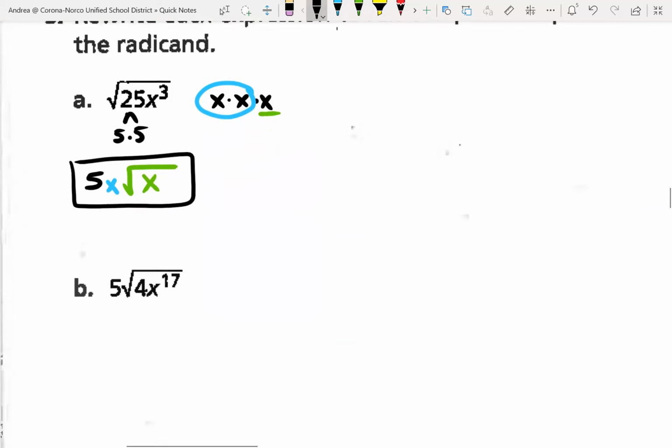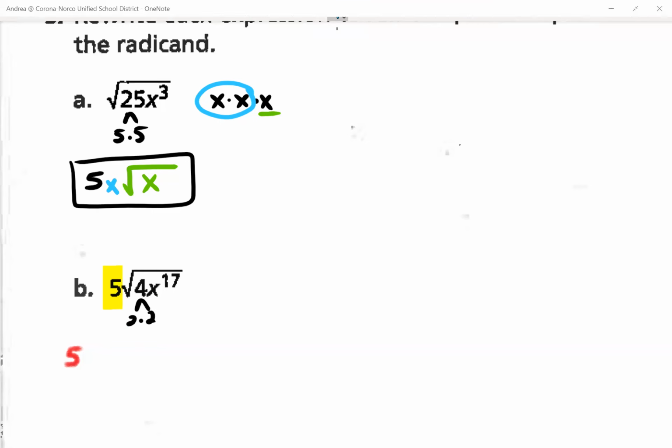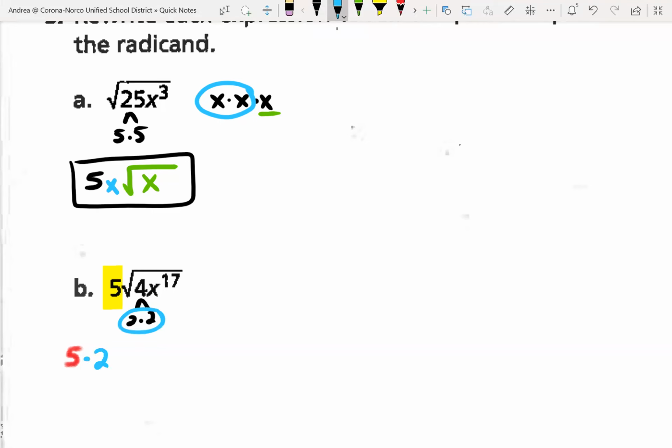Okay, B. Again, this 5 is on the outside, so we're going to worry about him later. In fact, we can just put him over here by himself and then do this simplification. What's the square root of 4, class? 2. So I know I have my pairs that get to come out with the 5.